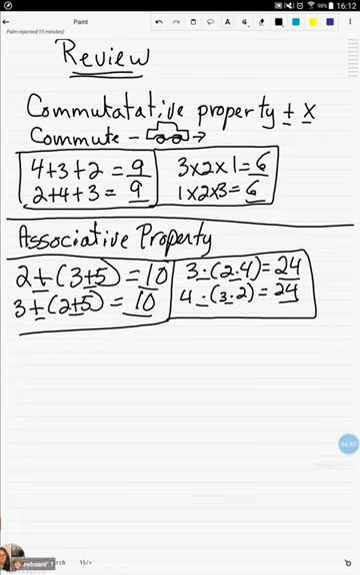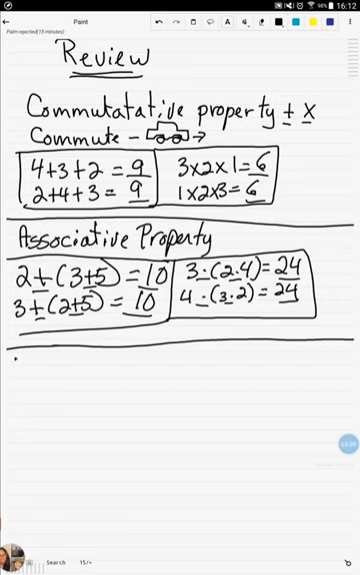Now, another thing, it's not working. Come on. Another thing we talked about is the identity property. This is asking you, in what condition does the number keep its identity, right?